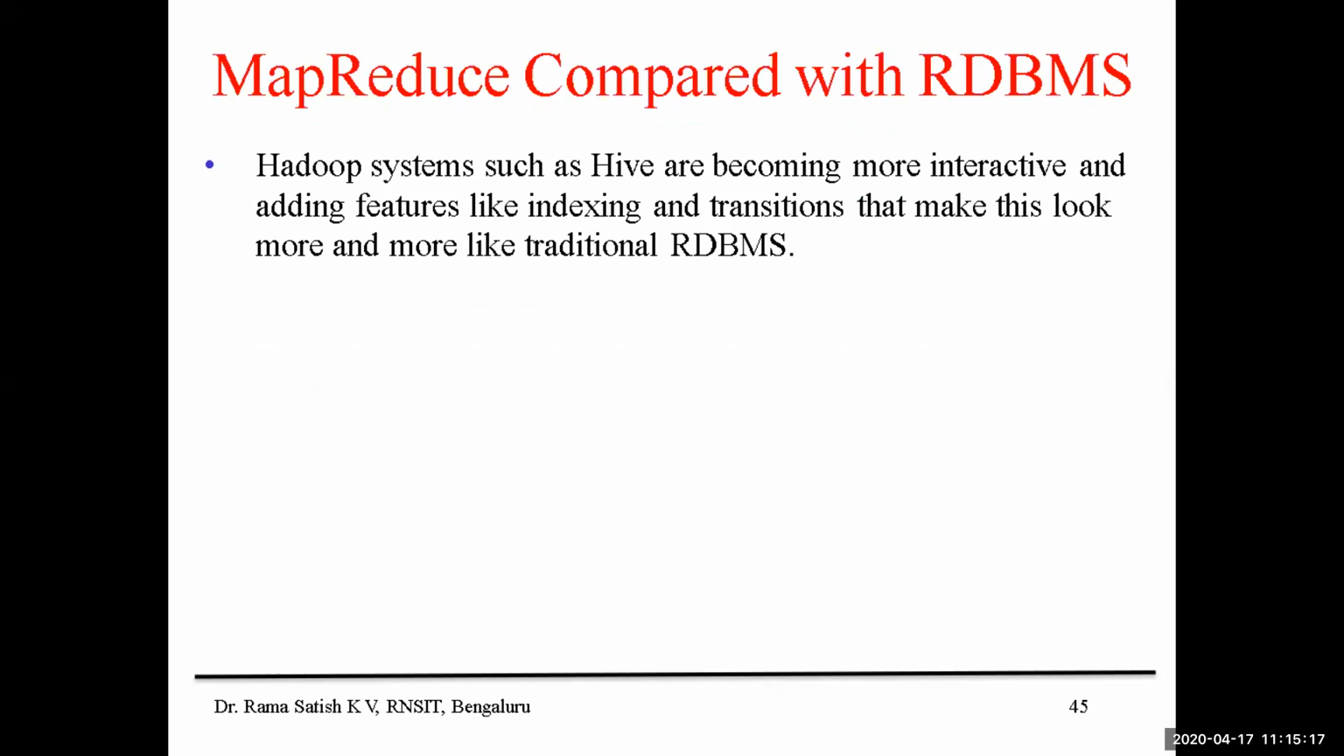And remember one last point: the Hadoop system has a component called Hive. Hive systems are becoming more interactive and adding features like indexing and transactions, which makes it look more like traditional RDBMS. But again, Hive works on the Hadoop ecosystem. So that is one good thing that you should understand. So these are all the comparative studies between RDBMS and MapReduce.